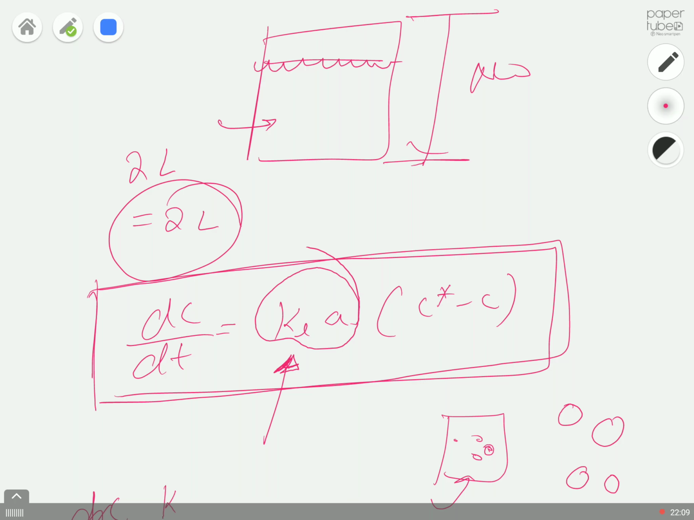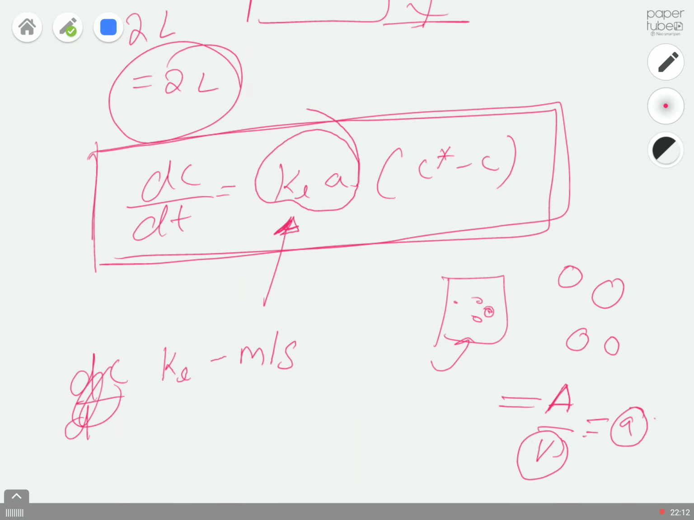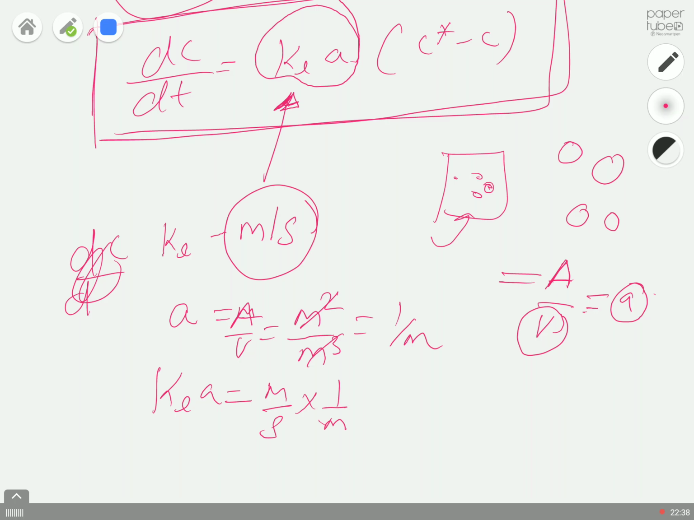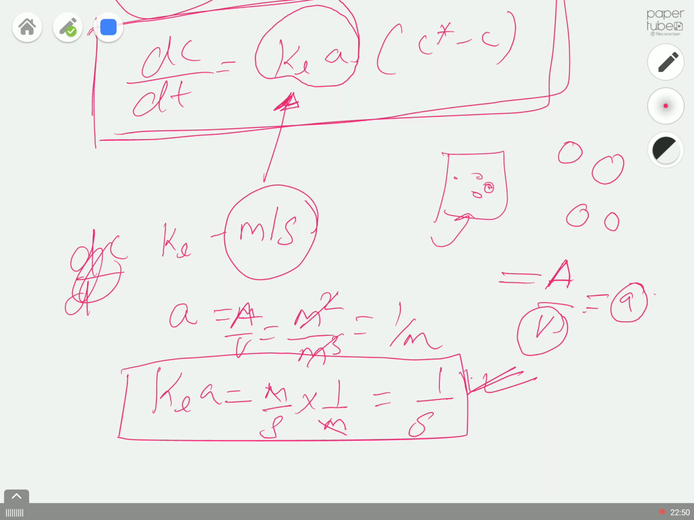So normally the unit of KL is meters per second. It explains how fast your oxygen is diffusing from a high concentration spot, which is your bubble, to the low concentration spot, which is your liquid. And then a is area by volume. Area unit is meter squared, volume is meter cubed, so this will be equal to 1 by meter. So the unit of KLa will be meters per second multiplied by 1 by meter, the meters get cancelled, and it will be equal to 1 by second. If this value is high, it means the mass transfer rate is really high.